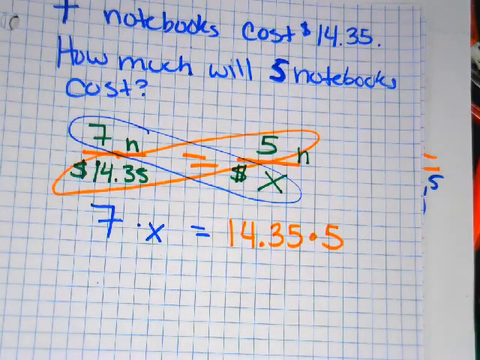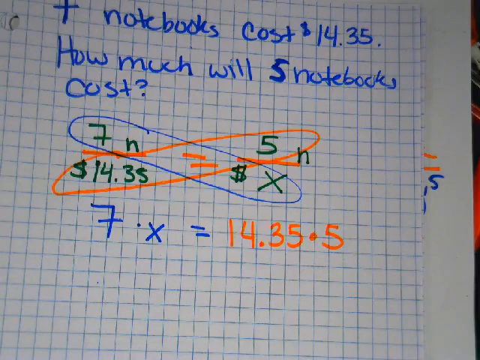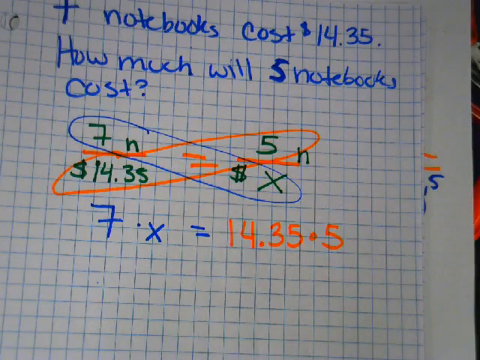14.35 times 5. All right. So the second circle also gets multiplied, and go ahead and use a calculator to tell me what 14.35 times 5 is. Type it in the calculator. Come on. Don't let just your friends do it. Your classmates. You do it too.